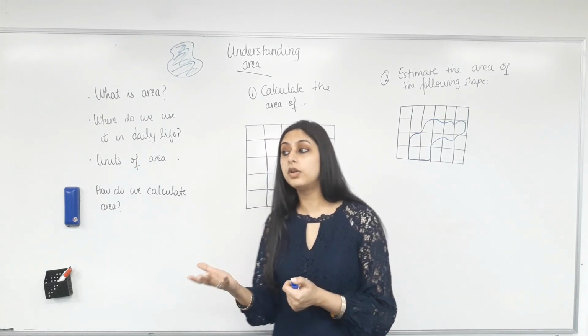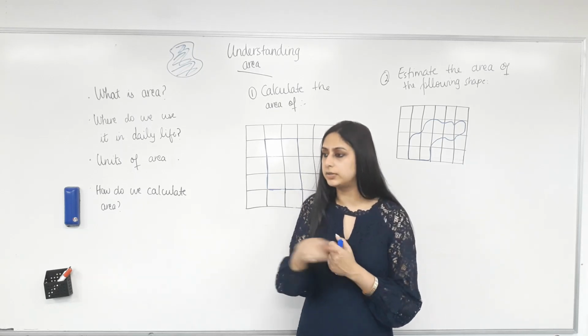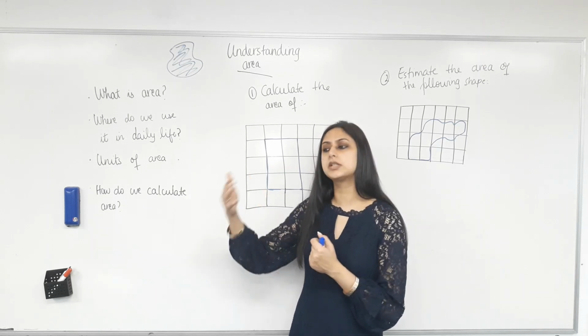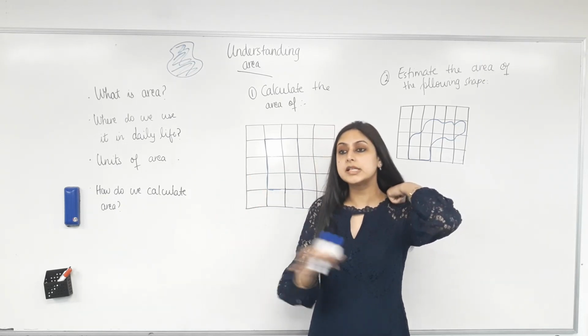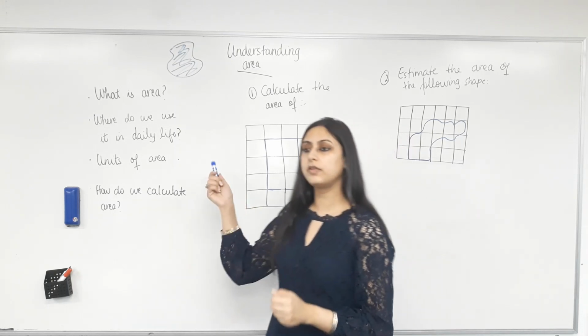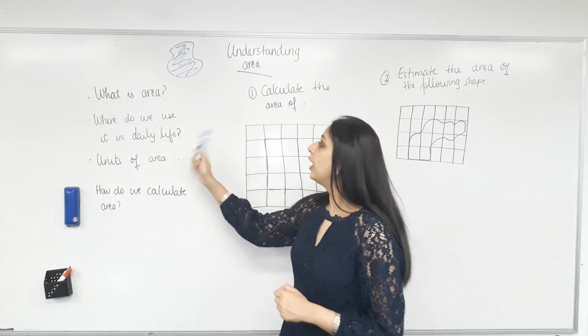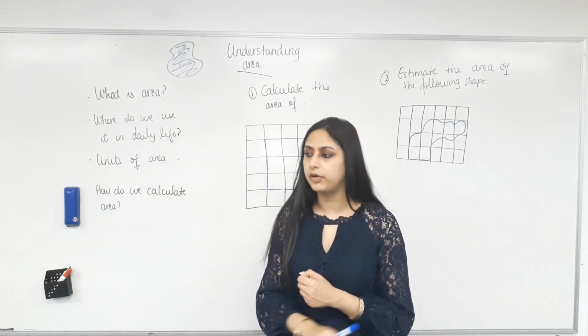Okay, so there are a lot of examples, but you need to remember the difference. Perimeter is the length of the outer boundary, so it's only the length. The units were meters, centimeters, millimeters, kilometers, depending on how big your shape was. Area is the surface enclosed. So what is area? Now we know: the surface enclosed by a 2D shape. Where do we use it in daily life? Tiling, carpeting, wherever we need the area.